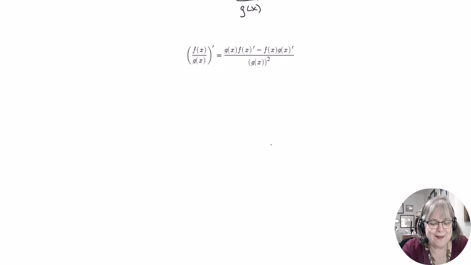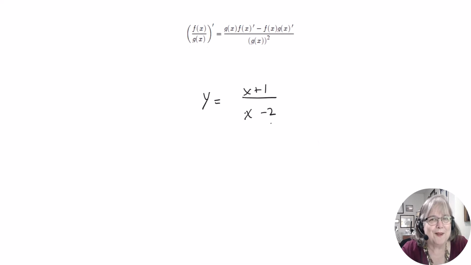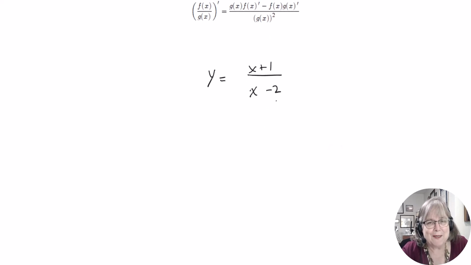Okay, so let's start off and say we have a function that looks like x plus 1 over x minus 2. We're going to start easy. You're a calculus student. You went through all the other math classes. You can do this. Keep telling yourself, especially when you get to the chain rule, I can do this. I can do this.